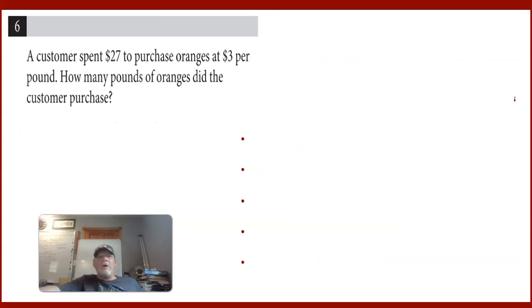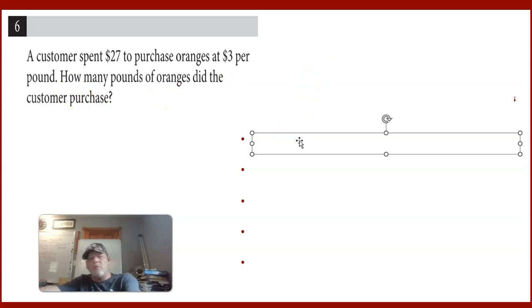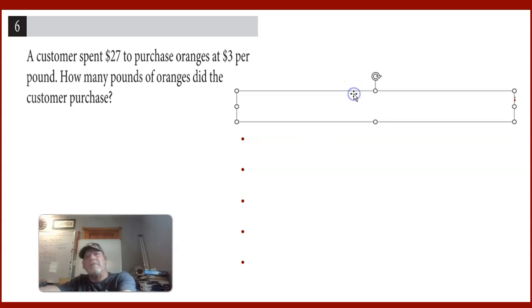Number 6, make sure you pause it after I read it to work it out on a piece of paper. A customer spent $27 to purchase oranges at $3 per pound. How many pounds of oranges did the customer purchase? Please pause it at this time, work it, and then I will talk about it after you start the video back up.